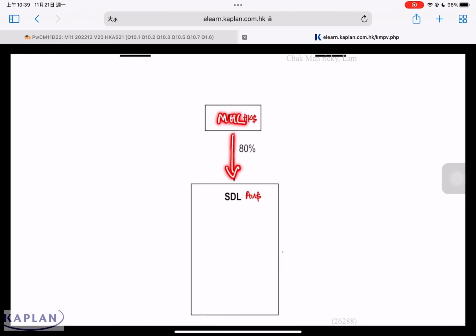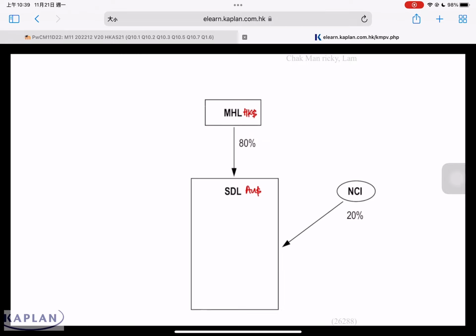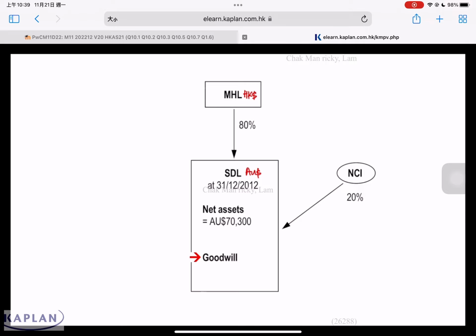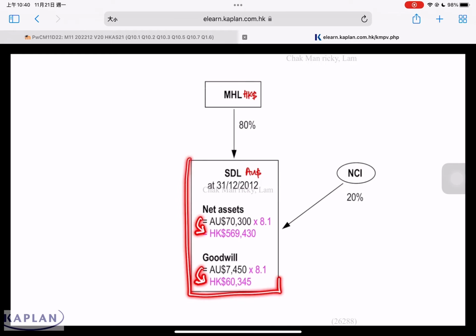MHL has an investment in SDL of 80%, NCI is equal to 20%. At 31st December 2012, first we look at the net assets of the subsidiary before translation, which is Australian dollar 70,300. And the goodwill before translation is equal to 7,450. The net assets are translated at the closing rate of 8.1, Hong Kong dollar 569,430. The goodwill at the year end is translated using 8.1 as well, equal to Hong Kong dollar 60,345. This is the figure translated, consolidated at 100%.